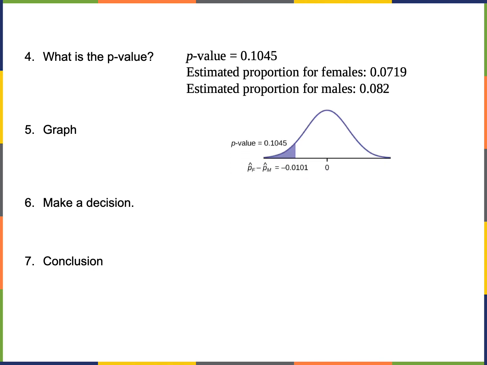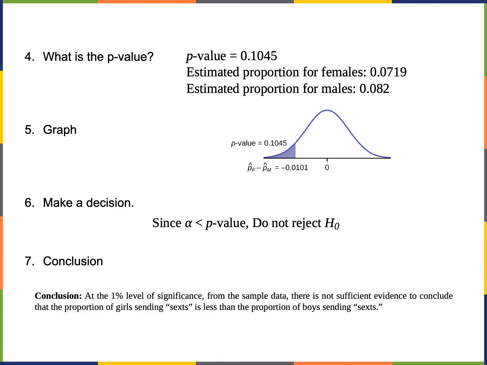Here it is. So what would we do? We make a decision. The p-value is greater than alpha, or alpha is less than the p-value, so we do not reject, or we fail to reject. And we'd say at the 1% level of significance from the data, there is not sufficient evidence to conclude that the proportion of girls sexting is less than the proportion of boys.